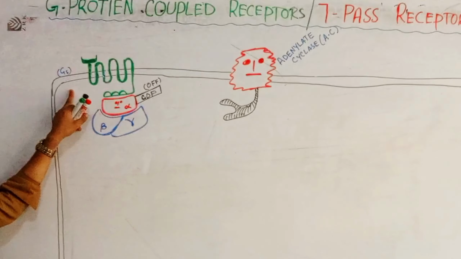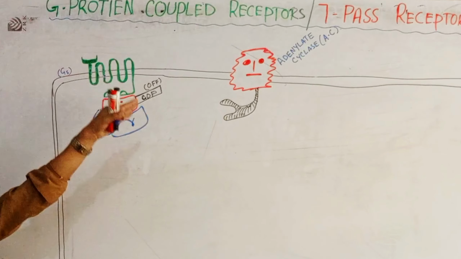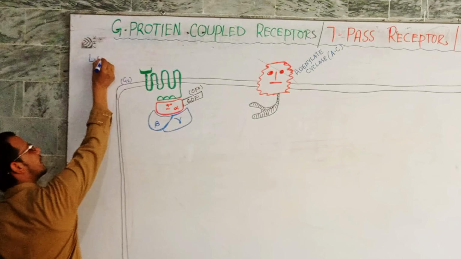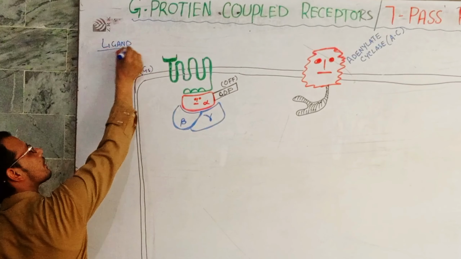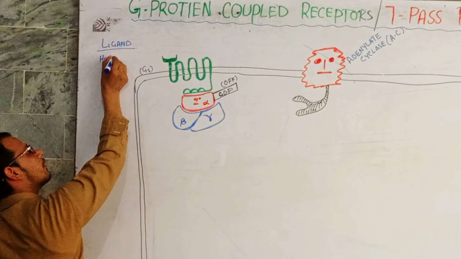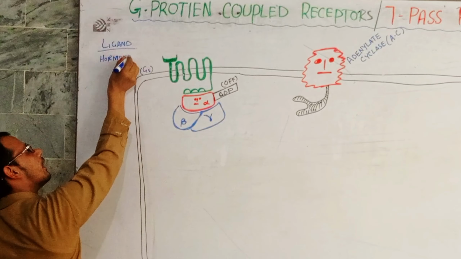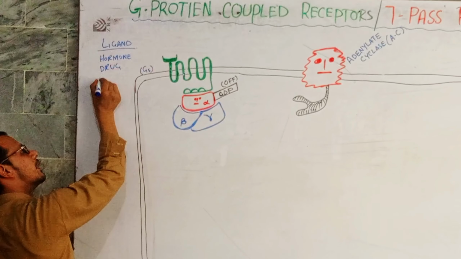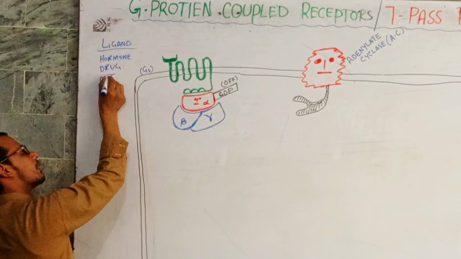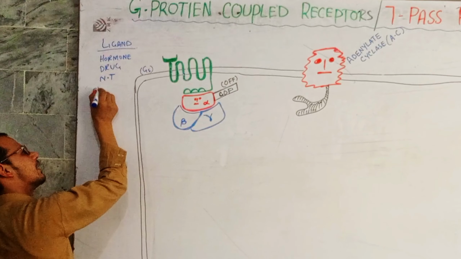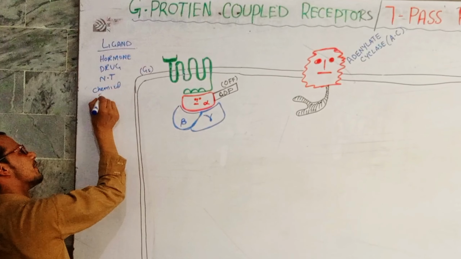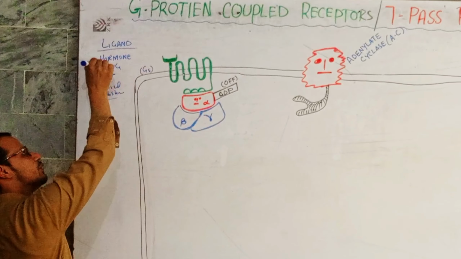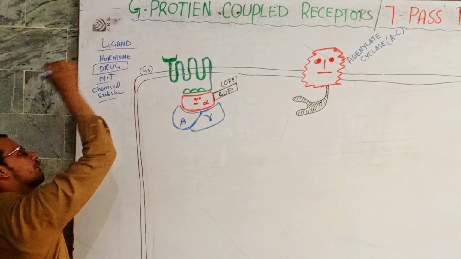After GS we will discuss GQ, and after GQ we will discuss GI. For example, here is a ligand. The ligand may be a hormone, it may be a drug, it may be a neurotransmitter, it may be another chemical substance, right? But in pharmacology we will focus on drugs.